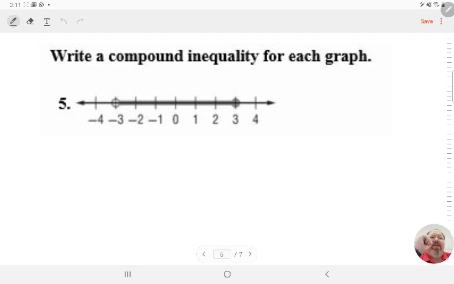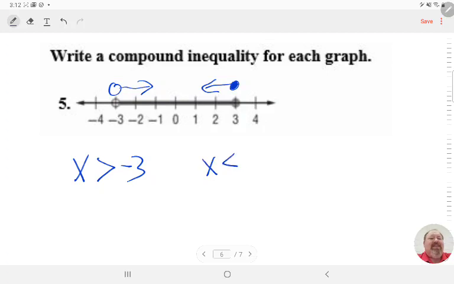So write a compound inequality for each graph. So now we have the graph. We need to write an inequality. So let's see what we have. Let's take one section at a time, one end at a time. So this is an open dot at -3 and goes to the right. Okay? So I would represent that by saying x is greater than -3. Okay? Then this side I have a closed dot going to the left. So that would be represented as x is less than or equal to 3.